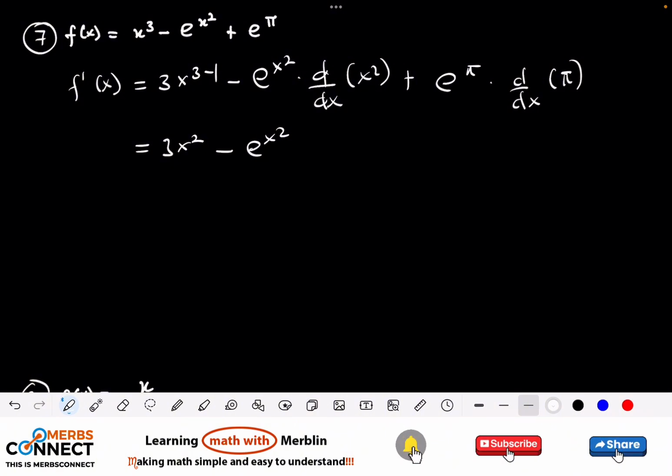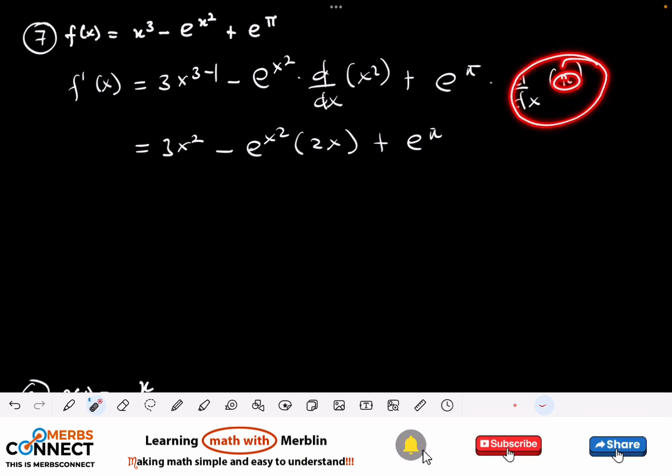Then when I differentiate x squared, I'm going to have 2x plus pi. Now, when I differentiate pi, what am I going to get? We know that pi is like 3 point something something. Yeah, 3.142. So like 3 point something means that it's a constant.